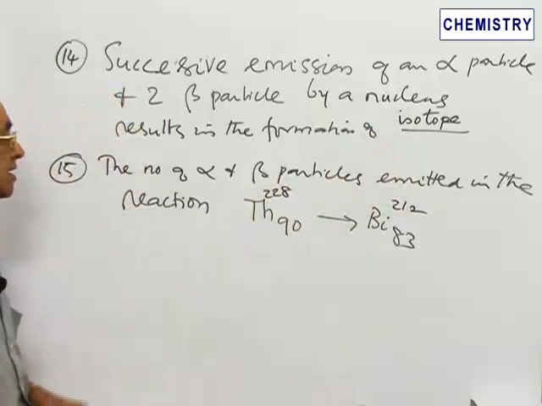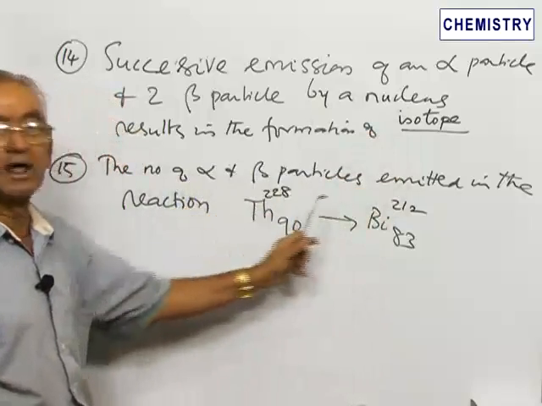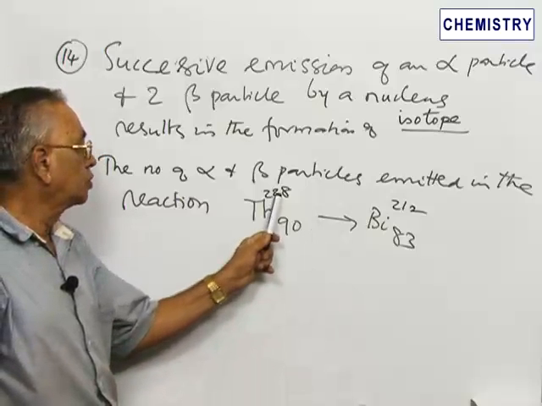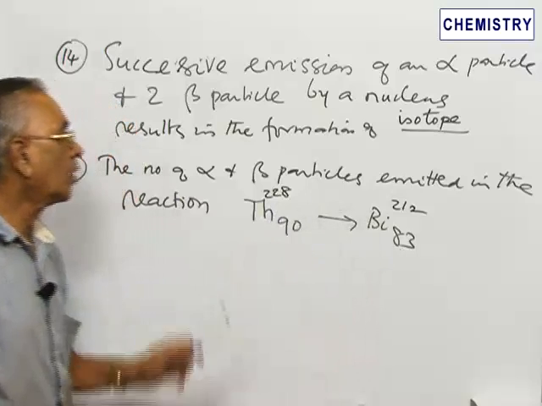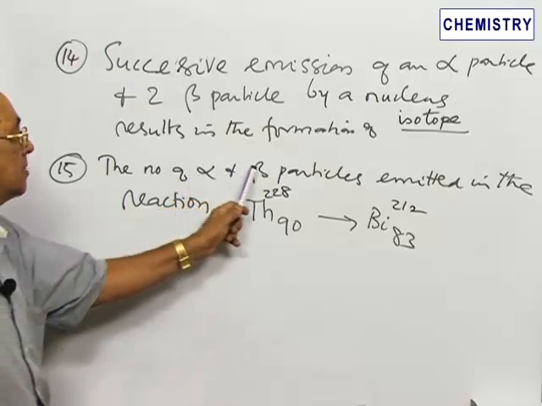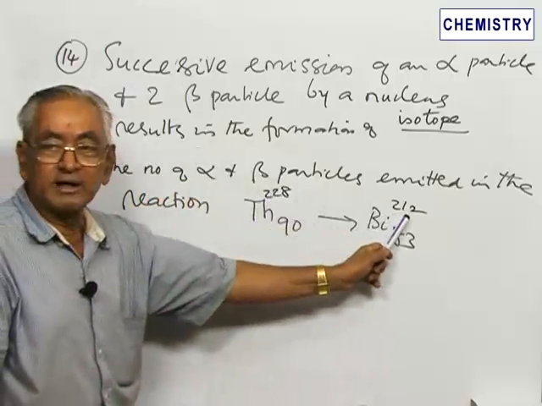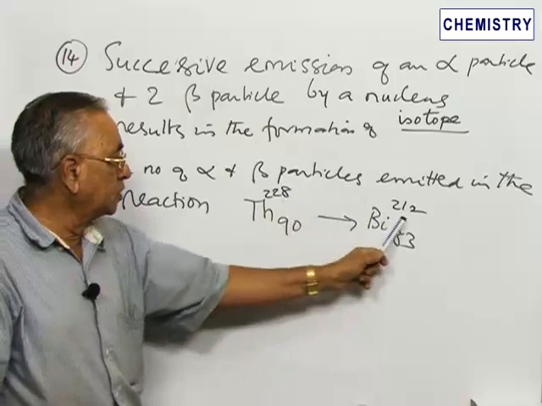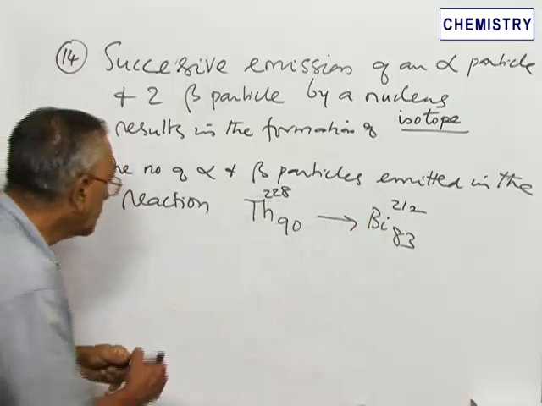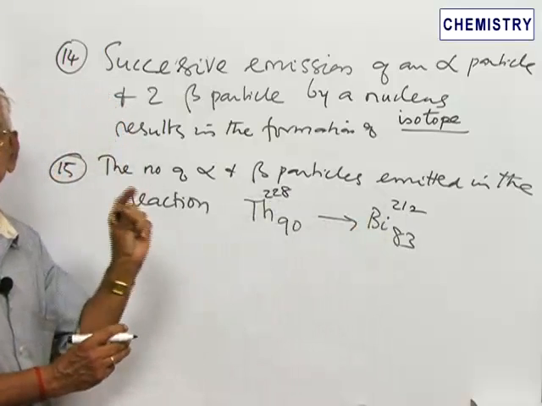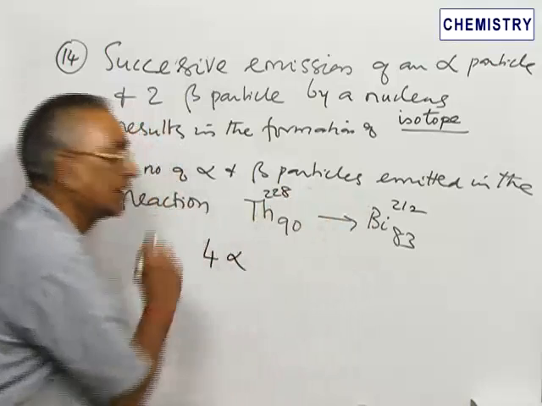The next question says, the number of alpha and beta particles emitted in the reaction. A nuclear reaction is given. Thorium 228 of atomic number 90 leads to bismuth 212 of atomic number 83. What is asked is, how many alpha particles and beta particles are being lost in this process? Now, when you look at the mass values, it is 228 and 212. The difference is 16. 16 corresponds to 4 alpha particles, because the mass of an alpha particle is 4 units. Therefore, 16 must correspond to 4 alpha particles.